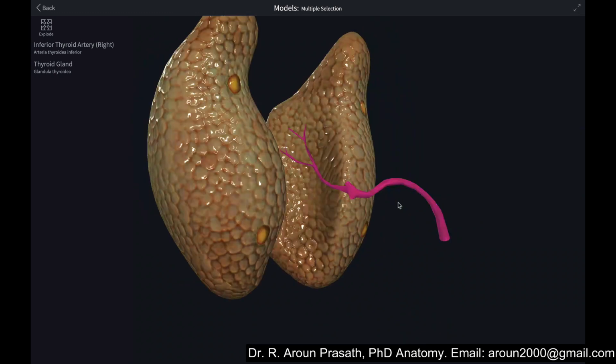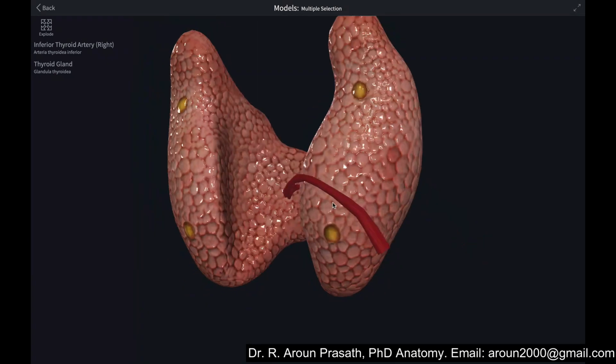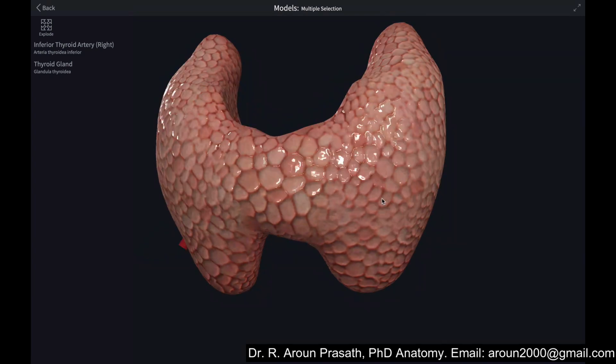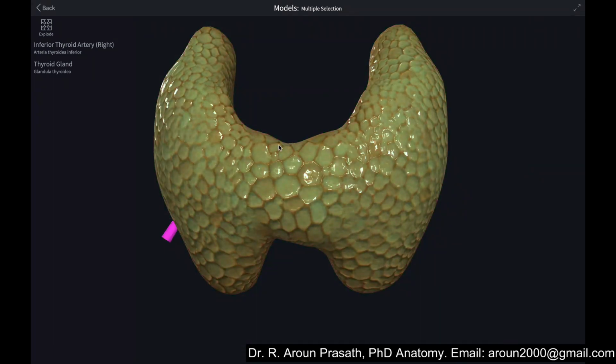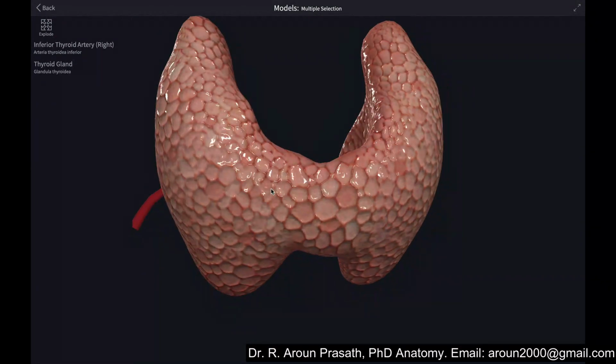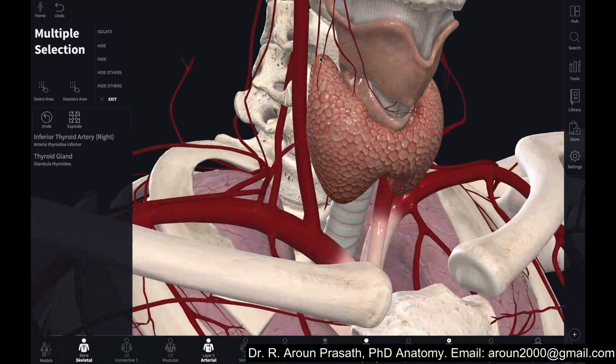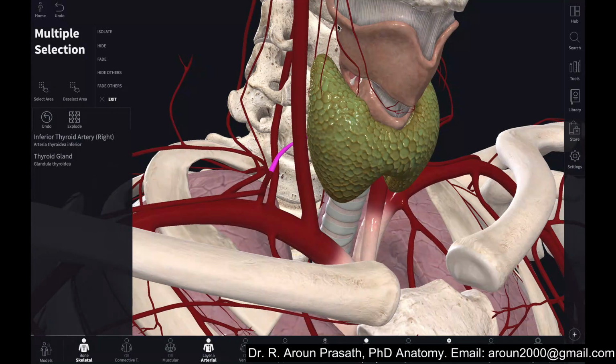So what happens when one lobe of the thyroid gland is removed? We call it hemithyroidectomy. When both lobes of the thyroid gland are removed, we call it total thyroidectomy. In a total thyroidectomy, the surgeon has to clamp the superior thyroid artery as well as the inferior thyroid artery.